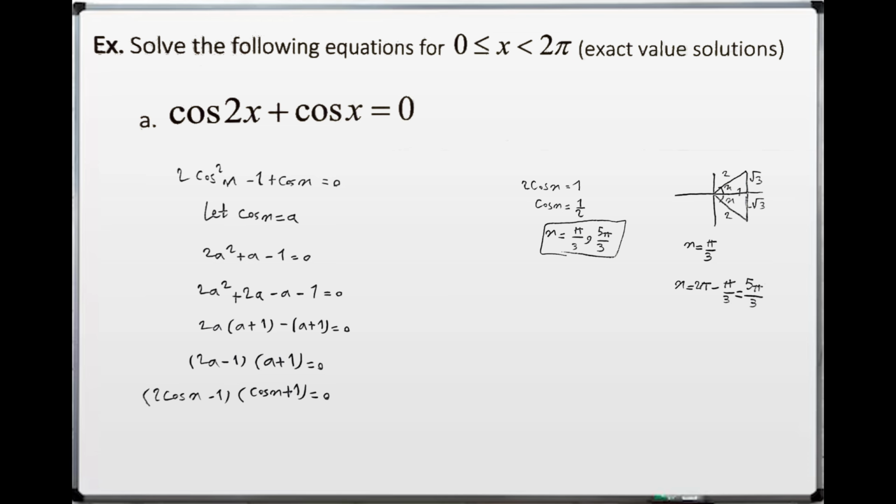Now let's not forget about the other expression. We would say cosine of x plus 1 is equal to 0, then cosine of x would be equal to negative 1. And we would soon find out that x would be equal to pi. And then the whole question would be done.